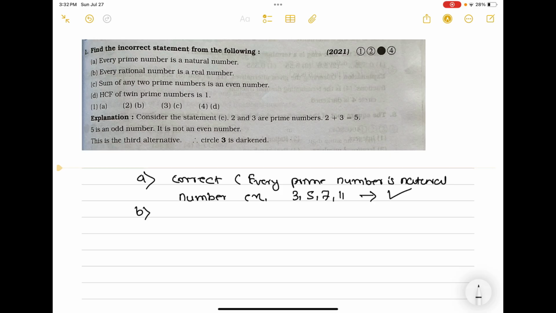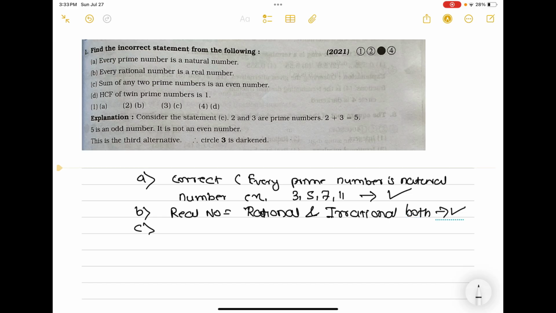Option B. Every rational number is a real number. Yes, because real numbers contain rational and irrational both. So this option is also correct.